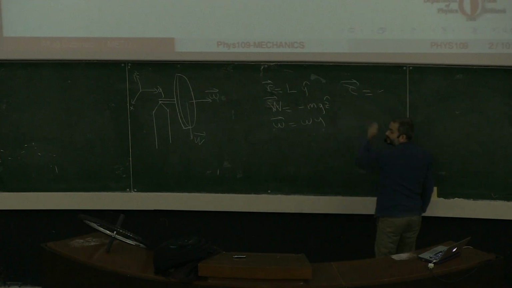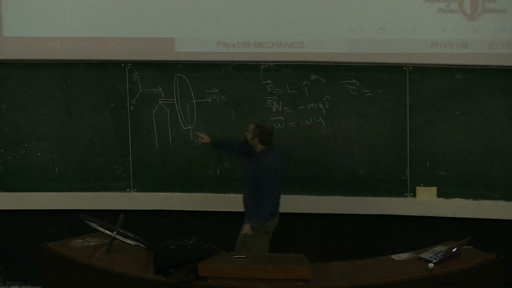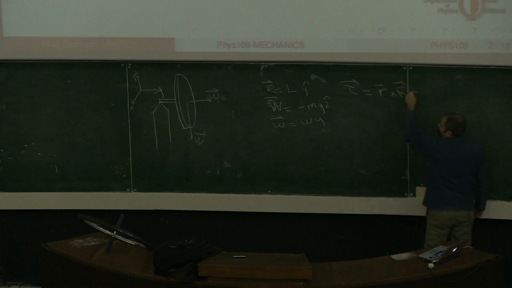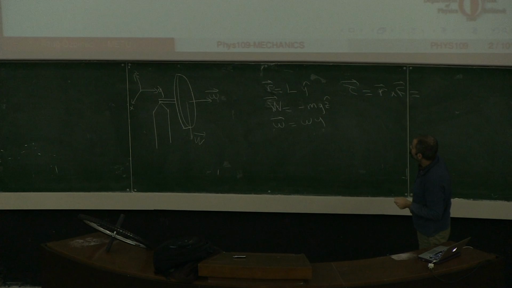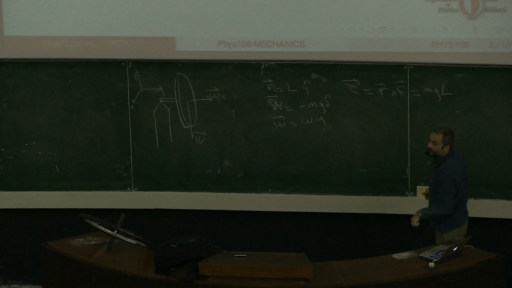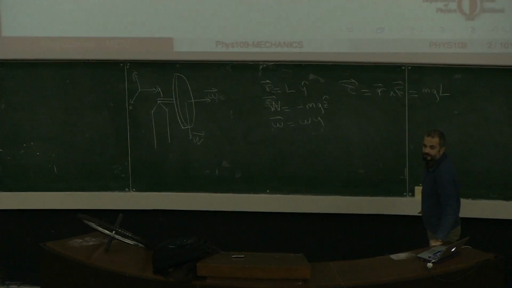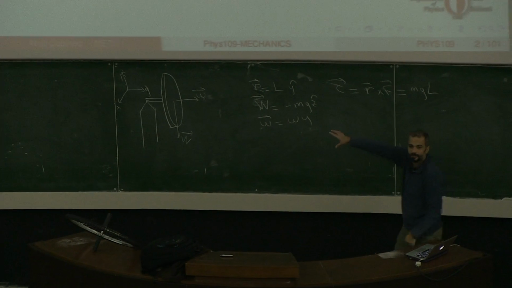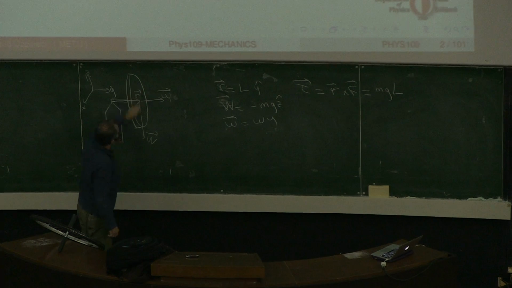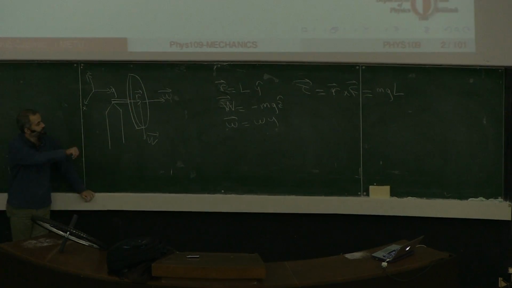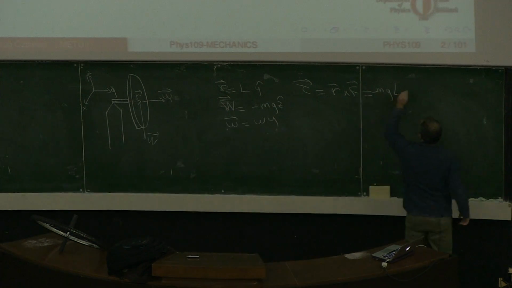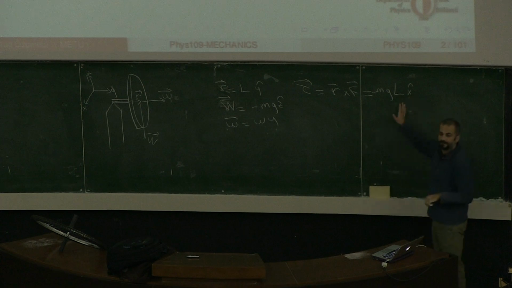The torque acting on my system for rotations around this point is r cross F. Well, r and F are at 90 degrees. F is the weight, so the magnitude is mgL. And what's the direction of the torque in this problem? This is my r vector. This is the weight, going inside the blackboard, which is the minus x direction. Minus mgL x hat. This is the torque I have.